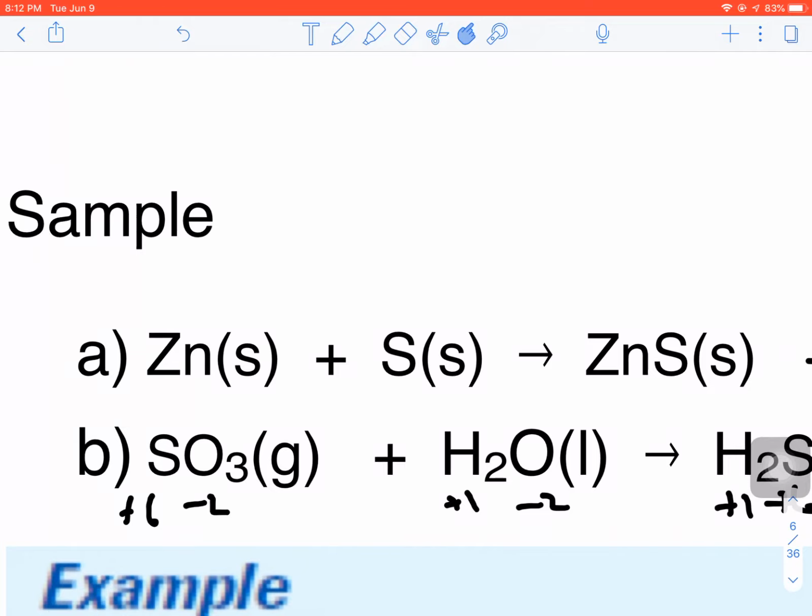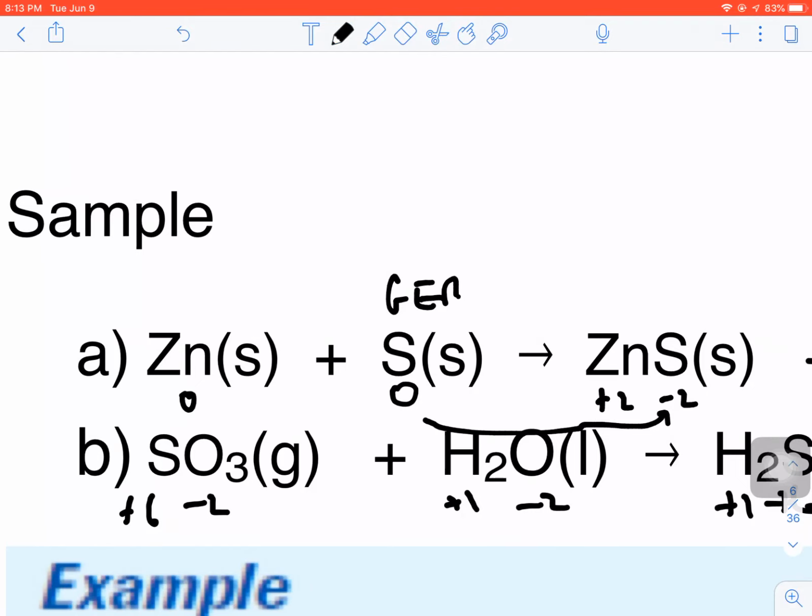Okay, this one up here, zinc we said was 0, sulfur is 0, zinc was +2, sulfide is -2. So sulfur is going from 0 to -2. In other words, it's gaining some negative. And the zinc is going from 0 to +2, which means it's gaining positive. I can't gain positives. I must be losing negatives.